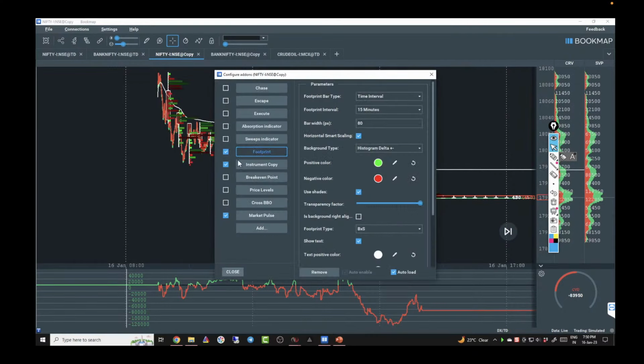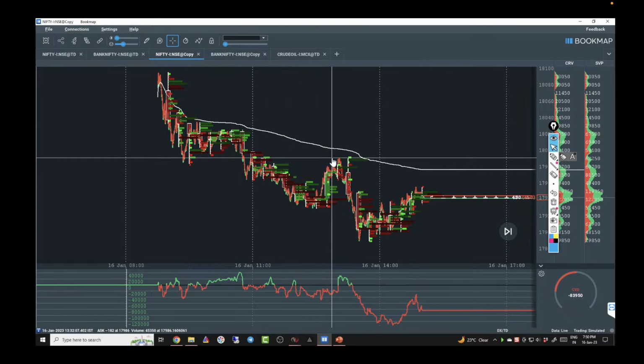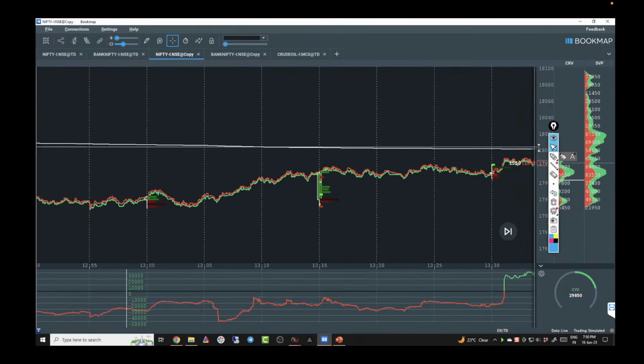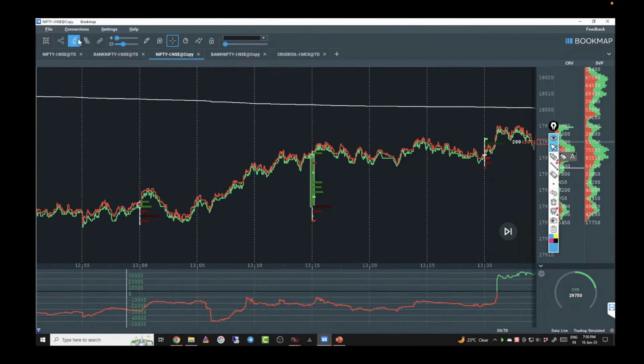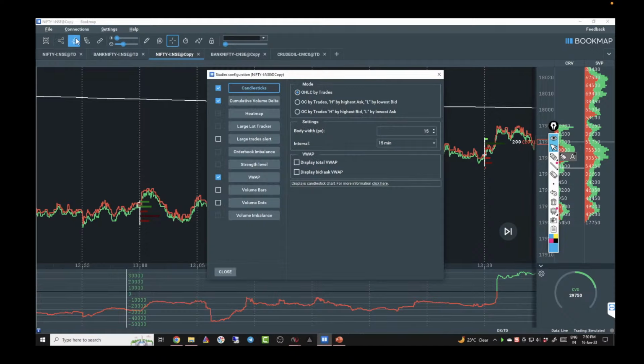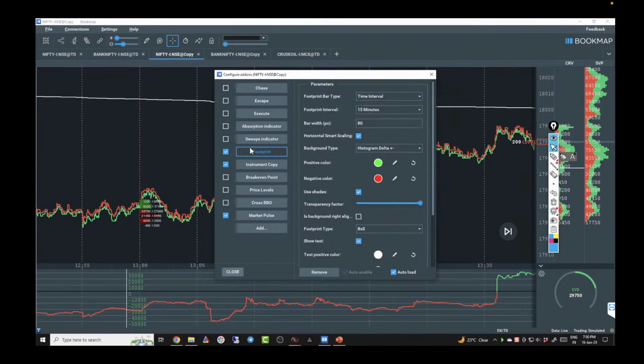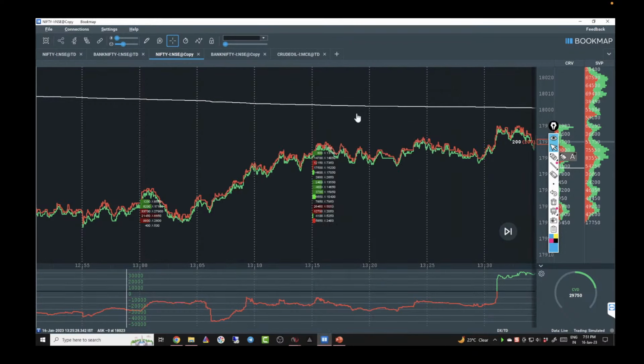So there is an option to enable the footprint chart. Okay, so you can see here that there is a footprint chart, which shows the delta information. So let me zoom in a bit and show you the information. Just a moment. So let me disable the candlestick charts, and yeah. So now you can see it has loaded.